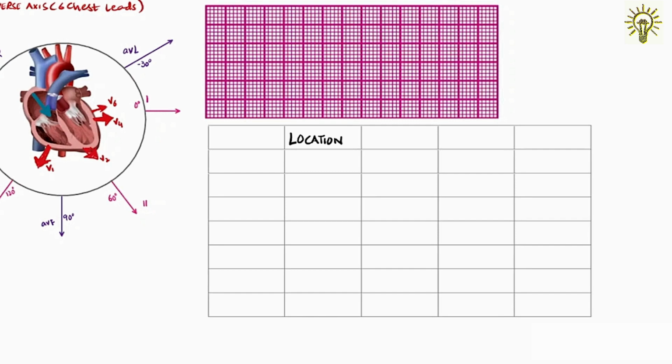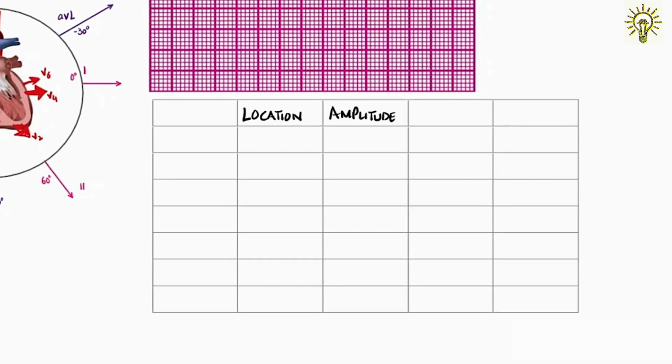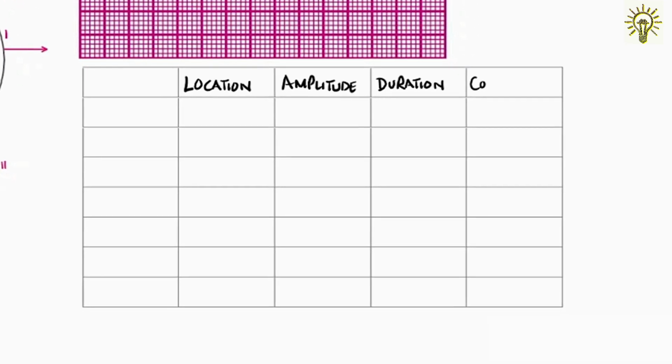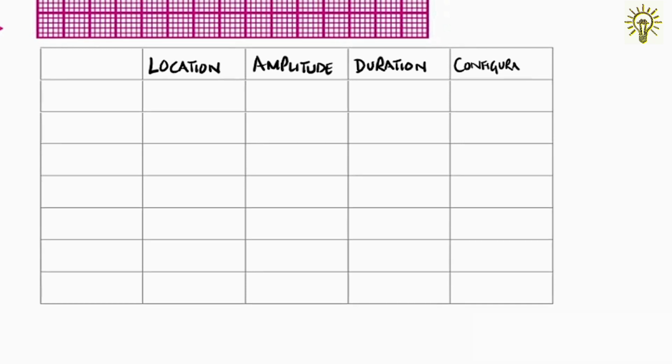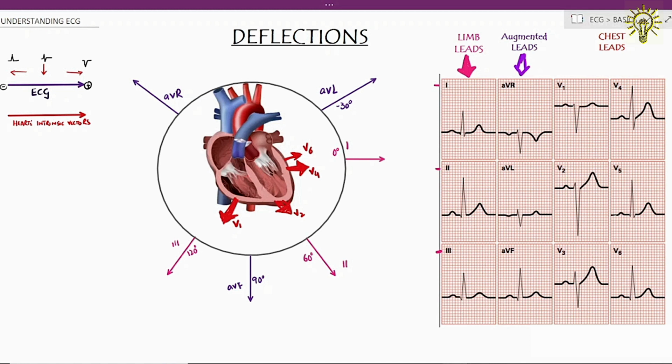Now, as we move on, we will see the location, amplitude, duration, and also deflection patterns of respective waveforms in the 12 lead system for a normal ECG waveform. On the right side of the page, you are seeing a 12 lead ECG containing 3 limb leads 1, 2 and 3, 3 augmented leads AVR, AVL and AVF, and 6 chest leads from V1 to V6. Let's begin with how the waveform is formed.